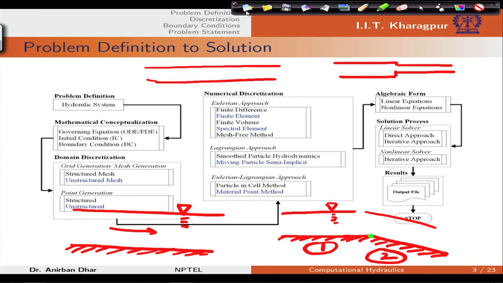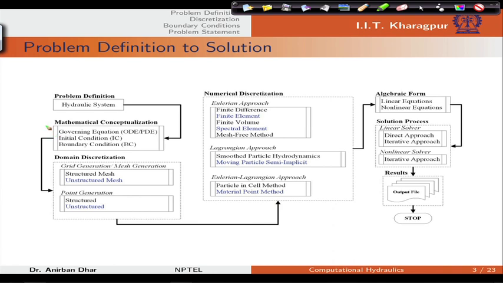Now, first of all we need a governing equation to solve this problem, and we will try to solve this problem as a BVP or boundary value problem. The nonlinear equations will be generated as part of the discretization process, and finally we can solve these nonlinear equations using an iterative approach for nonlinear equations.